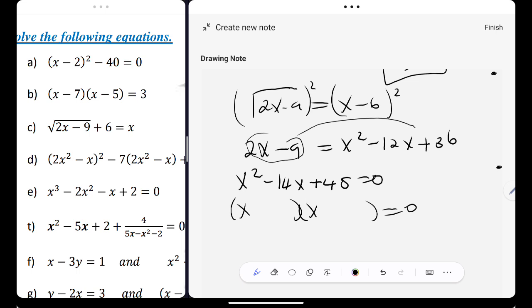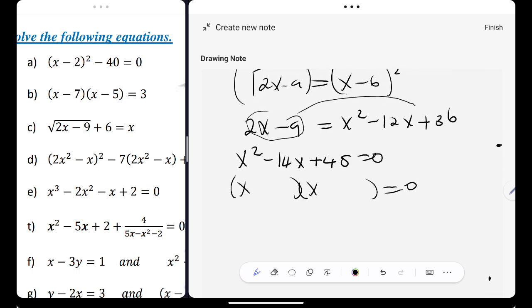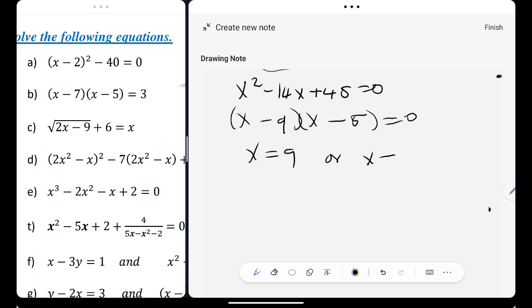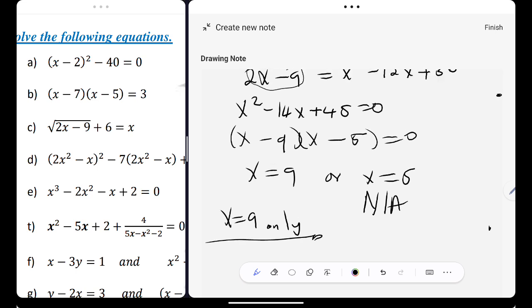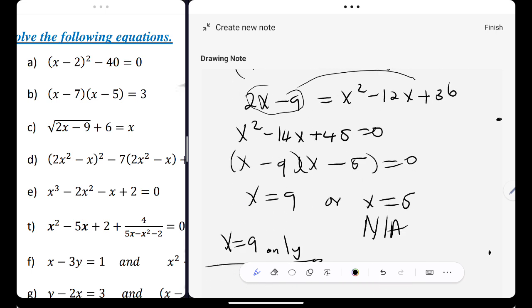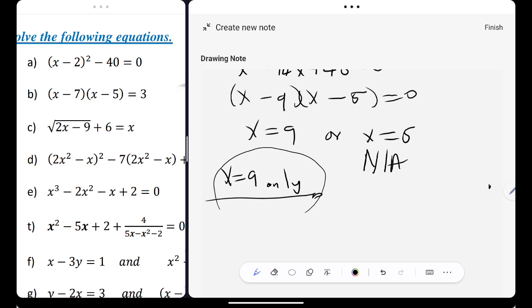So I have factors of 45 that, when I add, will give me 14. I'll have 9 plus 5. Then x is 9 or x is 5. Immediately I know that this one won't be applicable. x is equal to 9 only. Right, together. Why? Because I did make my restriction. I said I'll only take the x value which is greater or equal to 6. Right, together. So this will be my only solution.